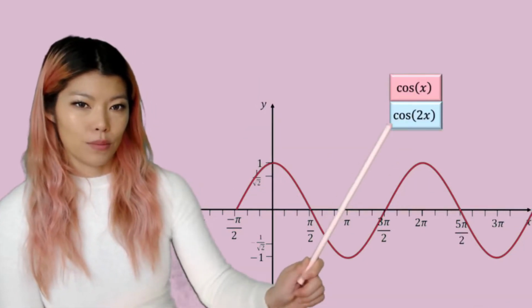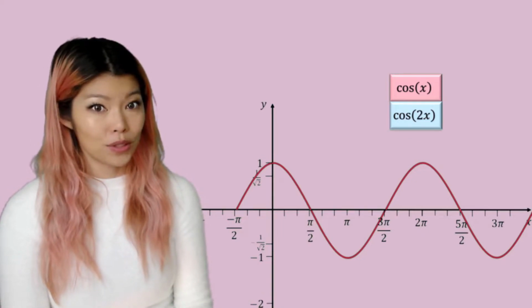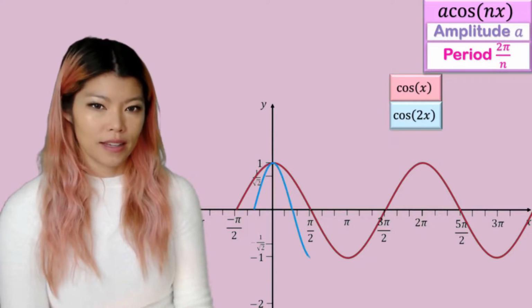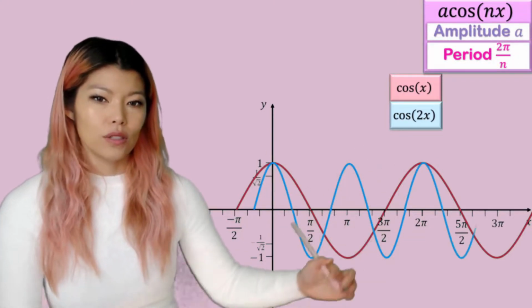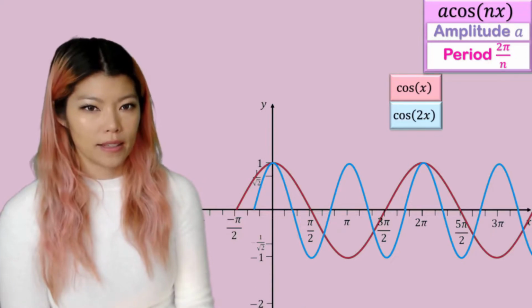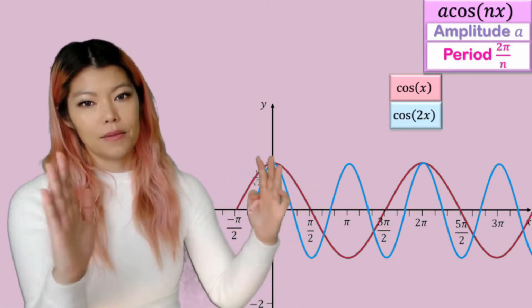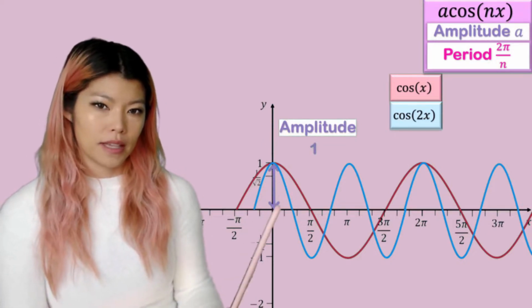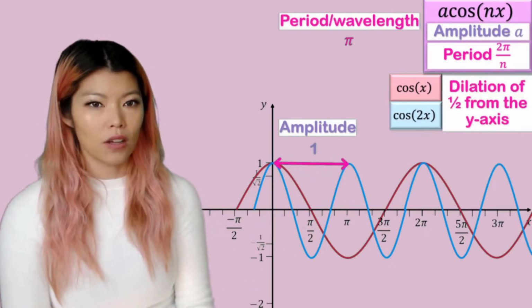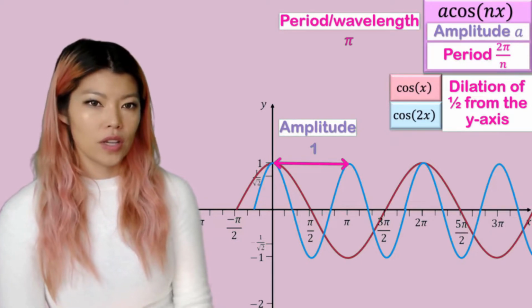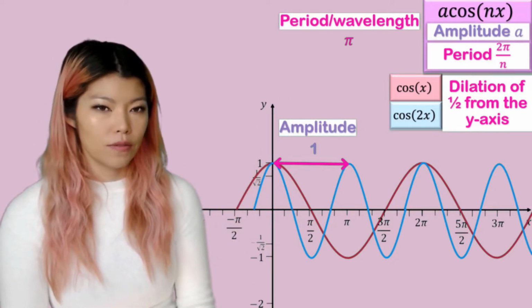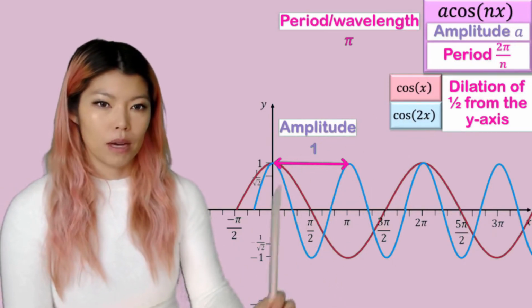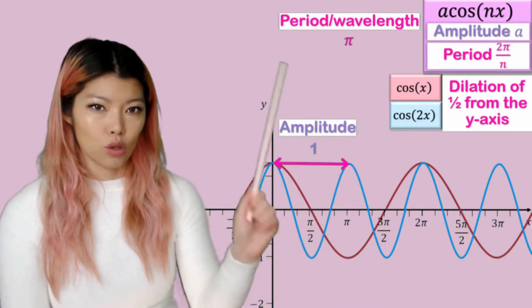What about the period 2 pi? Let's have a look. If we put numbers in front of x, this is very similar to sine. So if I have cos 2x, it's going to look like this blue line here. It looks like it's been squished along the y-axis, or in other words, dilated by half from the y-axis. So the amplitude is the same this time, but the period is only pi. So how do you get 2 pi to turn into pi? You divide it by 2. So the period is 2 pi divided by the number in front of x. 2 pi divided by 2 is pi.